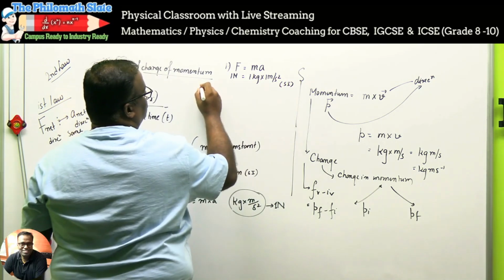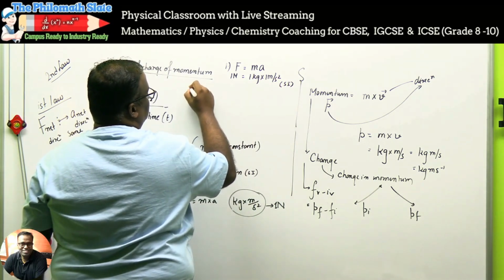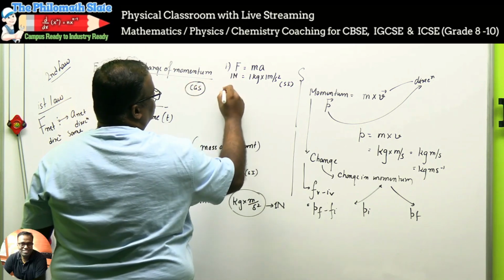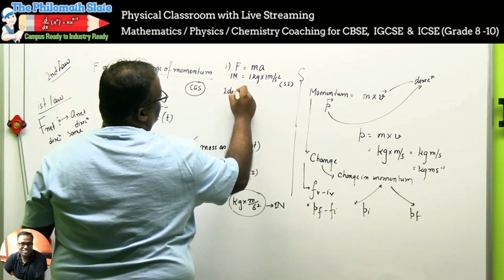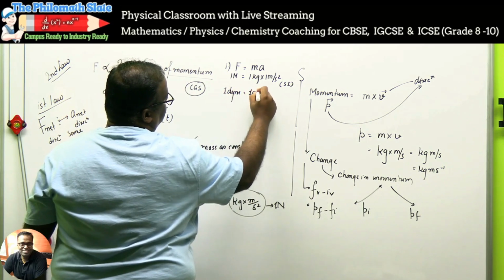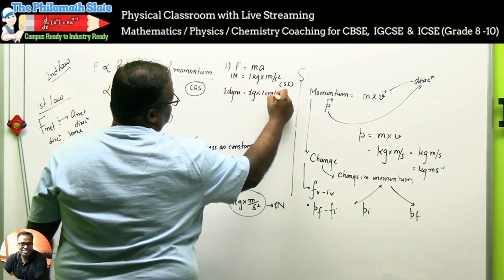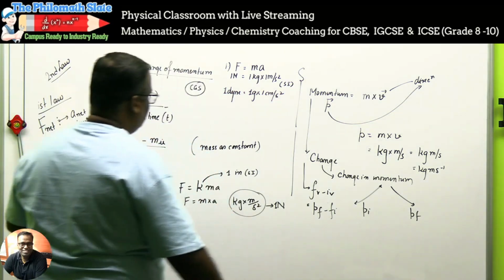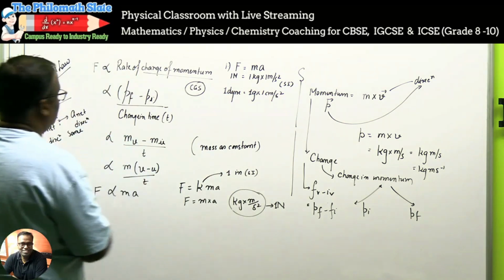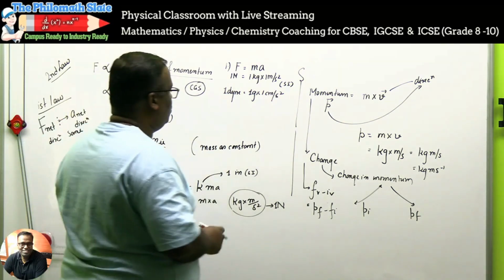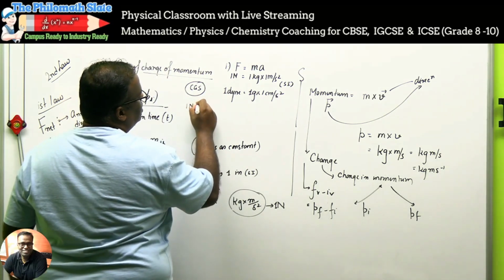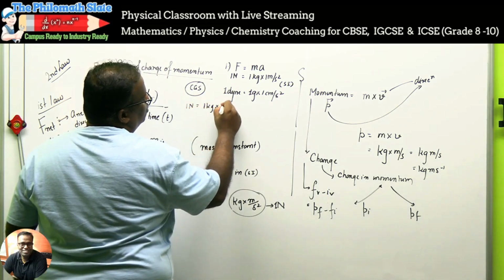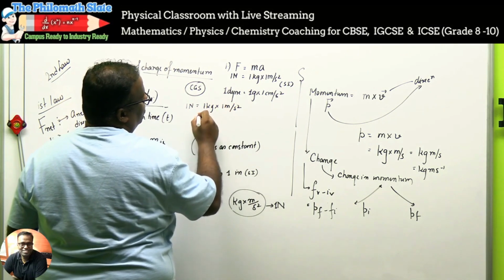If you are interested to do a problem in the CGS system, or suppose you are asked to do so, then Newton changes to a unit called dyne. 1 dyne would be 1 gram into 1 centimeter per second square. And the conversion from Newton to dyne is also very easy. If you are interested, we can do it right here. We'll do it here. 1 Newton is equal to 1 kg into 1 meter per second square.